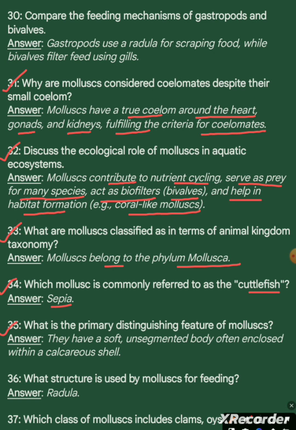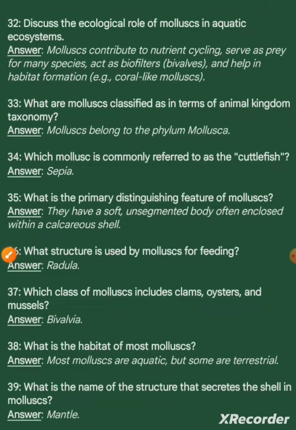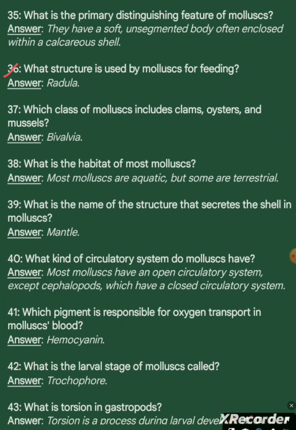Answer. They have a soft, unsegmented body, often enclosed within a calcareous shell. Question number 36. What structure is used by mollusks for feeding? Answer. Radula. Question 37. Which class of mollusk includes clams, oysters, and mussels? Answer. Bivalvia. Question 38. What is the habitat of most mollusks?